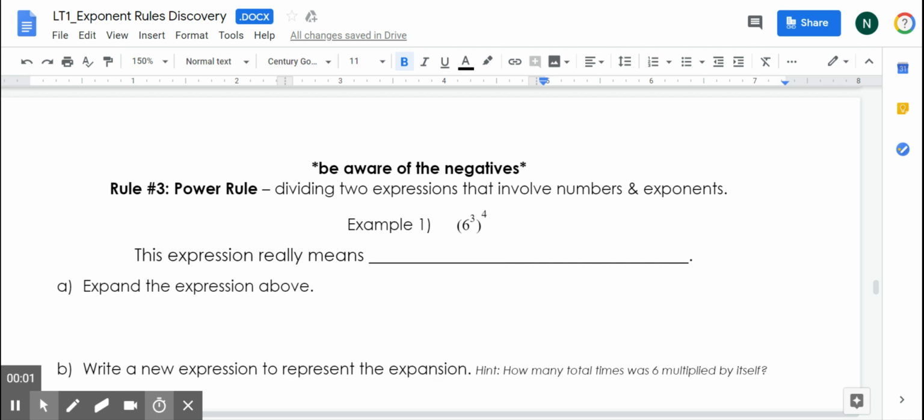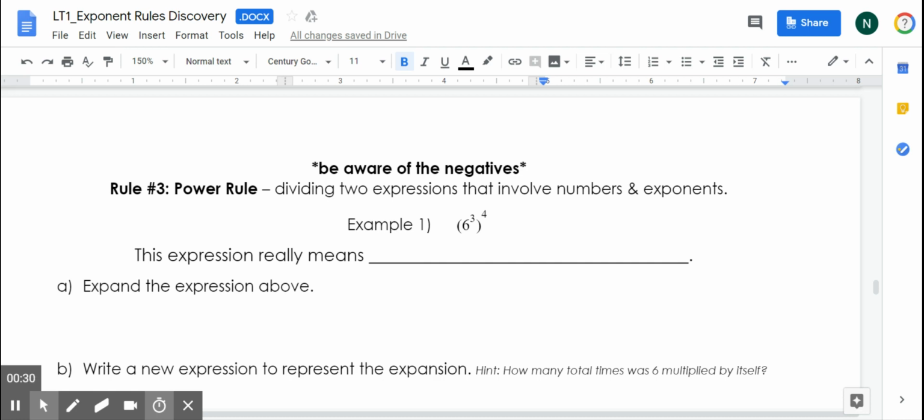Welcome to our last video, which is rule number 3, the power rule. And that rule is dividing two expressions that involve numbers and exponents. Or actually, not dividing. So it's when you have a number that is raised to an exponent and then that's raised to another power.